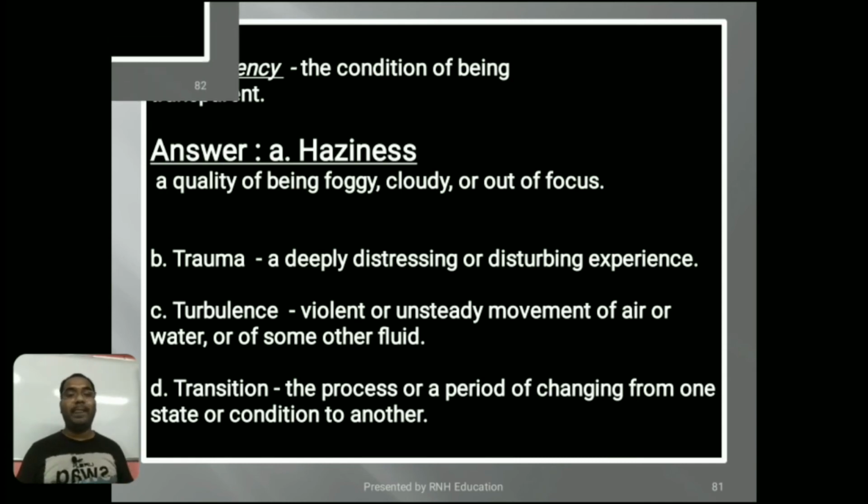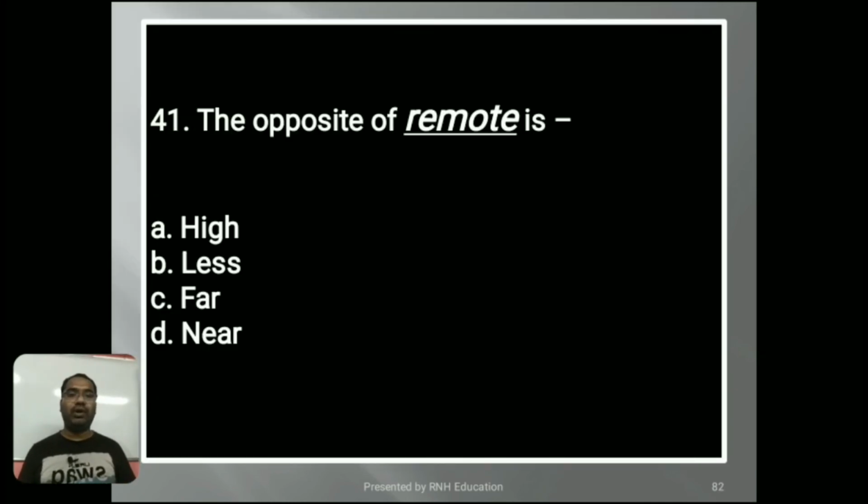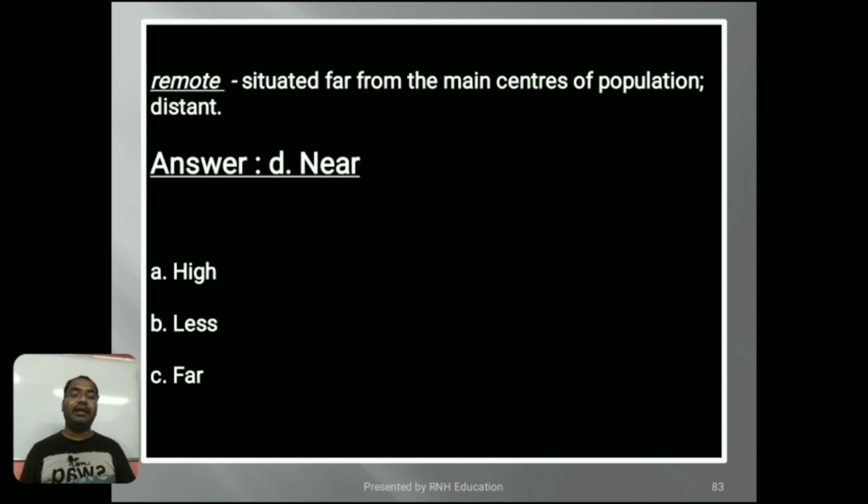Now going to the next one. The next question, that is question number 41. The opposite of remote is, options are high, less, far, near. Okay, check the answer. The answer is near. Remote means situated far from the main center of population, or that is distant, that is called remote. So the right answer should be near.